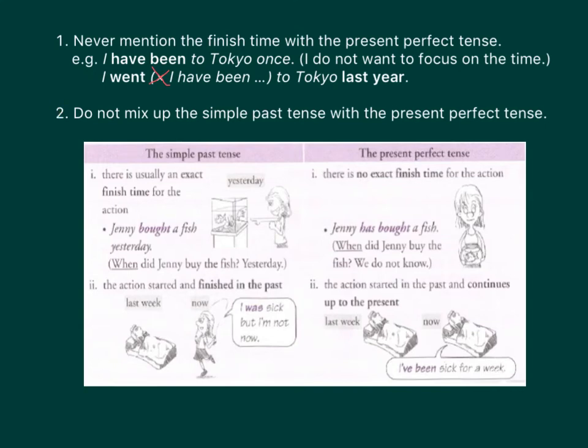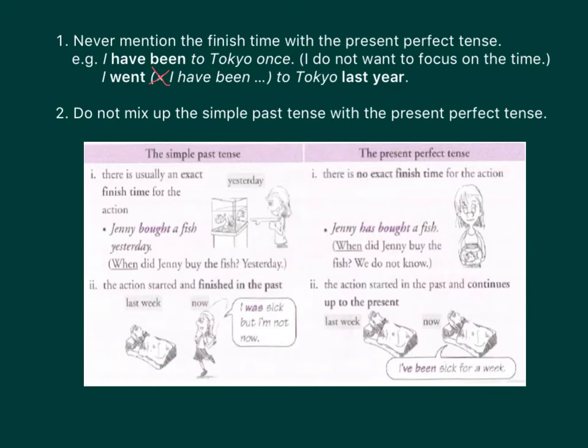2. Do not mix up the simple past tense with the present perfect tense. Here are some illustrations of the difference between the simple past tense and the present perfect tense. The simple past tense. 1. There's usually an exact finish time for the action. For example, Jenny bought the fish yesterday. When did Jenny buy the fish? Yesterday.